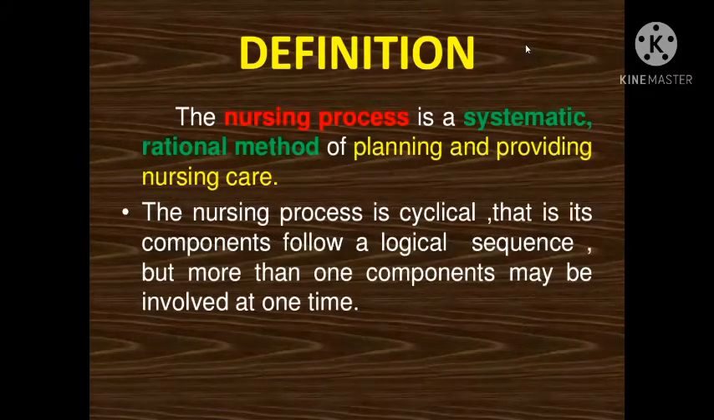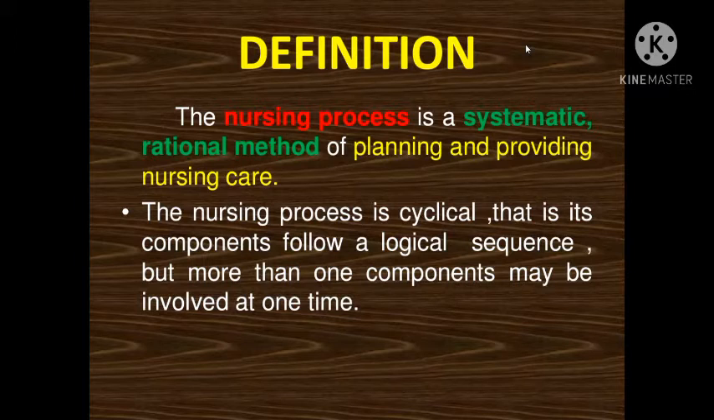So the definition of the nursing process: it is the systematic, rational method of planning and providing nursing care. It is systematic because you are applying the steps like assessment, nursing diagnosis, planning, intervention, as well as evaluation. That is why it is a systematic rational method. Rational method means whatever care you are providing, there will be a perfect reason for that.